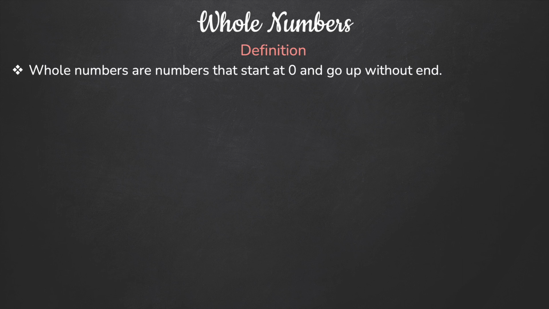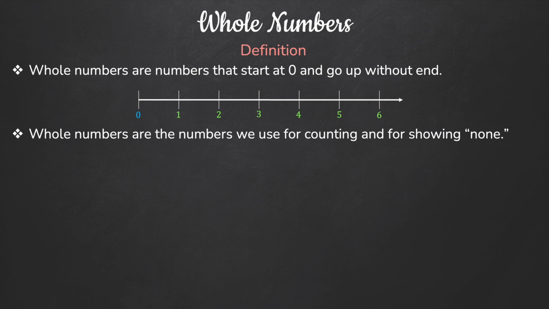Whole numbers are numbers that start at 0 and go up without end. That means that whole numbers are 0 and greater. Whole numbers are the numbers we use for counting and for showing none. So if we were counting items, whole numbers would be the numbers we would use.